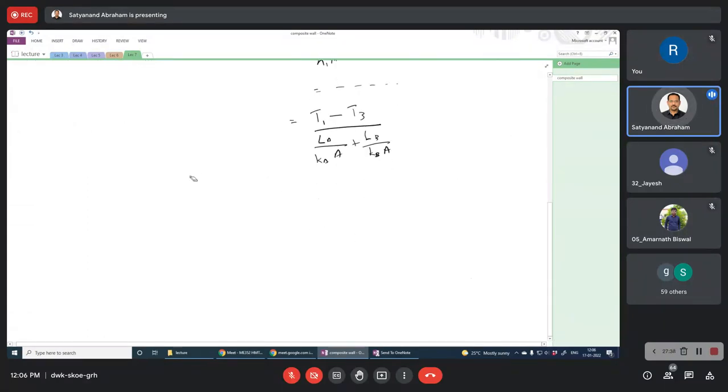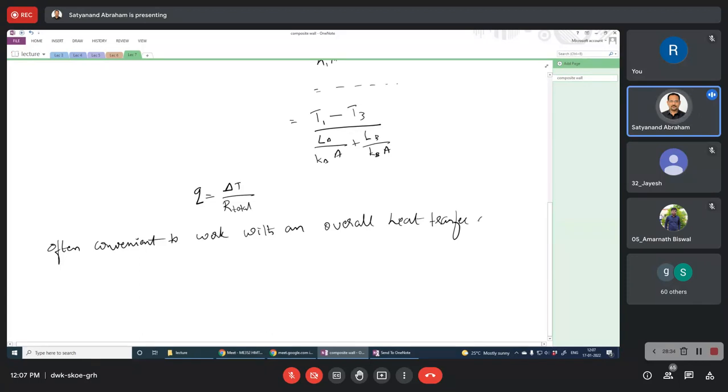So here we are writing Q is equal to delta T divided by R total, right? But often it is convenient to work with an overall heat transfer coefficient. This is analogous to electric circuits, not something we talk of from a heat transfer point of view. So what we are writing is, it is often convenient to work with an overall heat transfer coefficient.